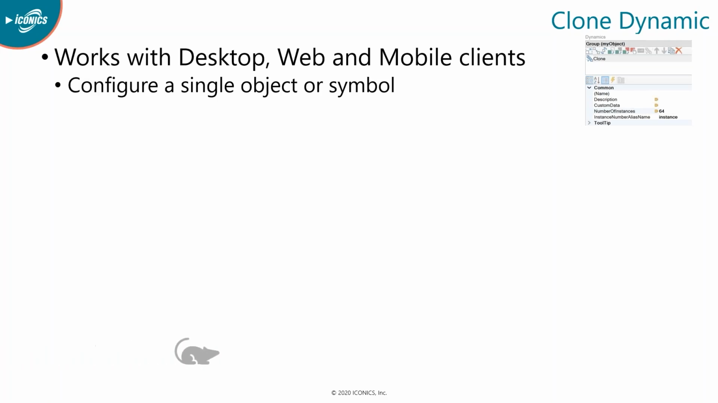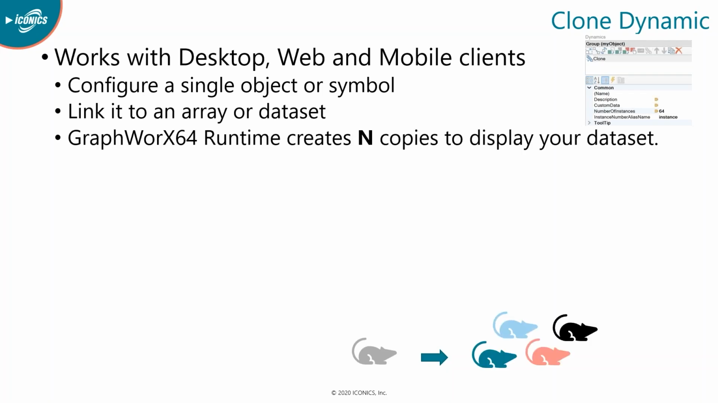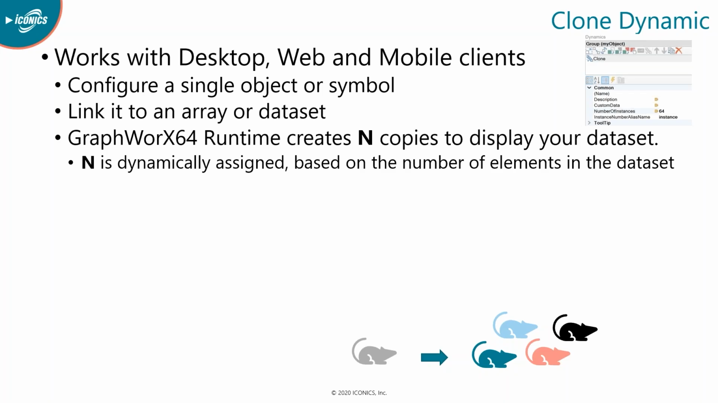So you start with drawing a single object. So I have this gray mouse at the bottom. And of course, the mouse itself is not very interesting until we connect it to a set of data, an array or a data set. So the data set provides us information about this clone and which color, which size, which location it needs to position itself on the dashboard. And then during runtime, GraphWorks automatically creates a number of copies, just as many as your data set contains. And the number n is dynamically assigned, meaning that if the number changes during runtime, then also the number of objects will dynamically redraw on your screen.